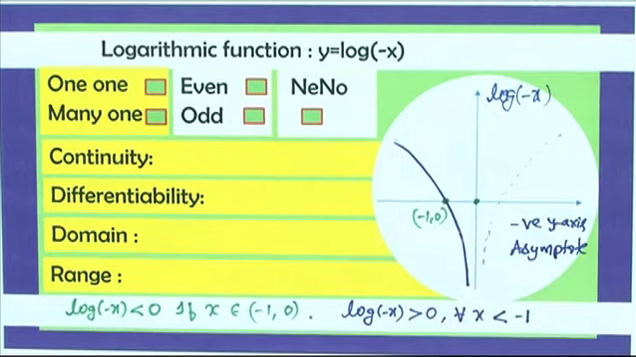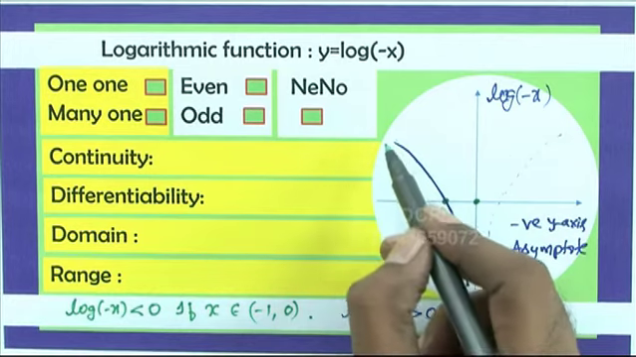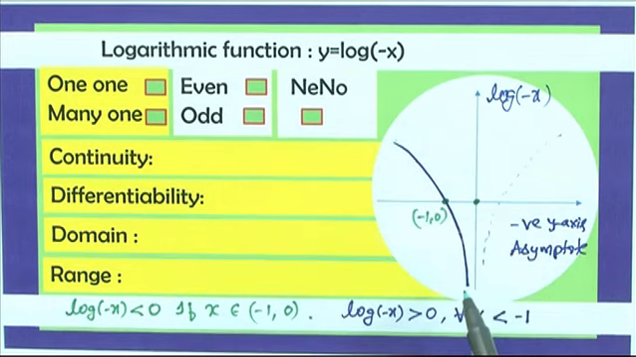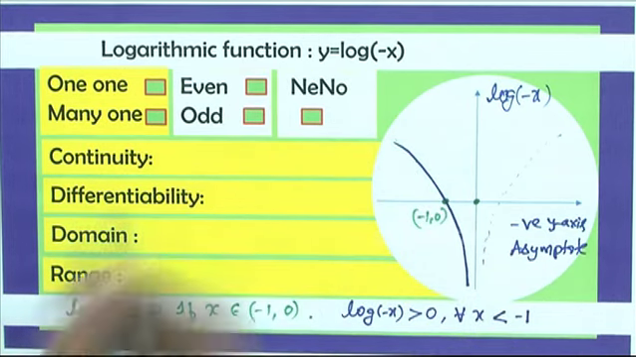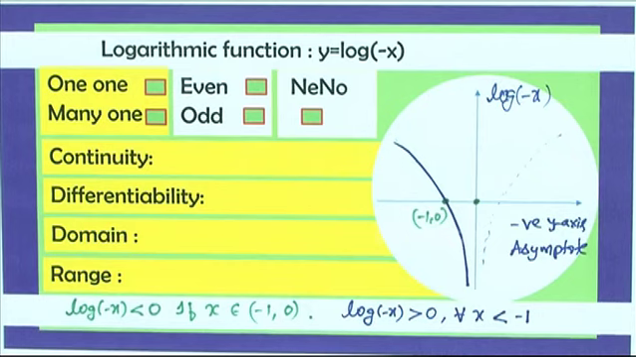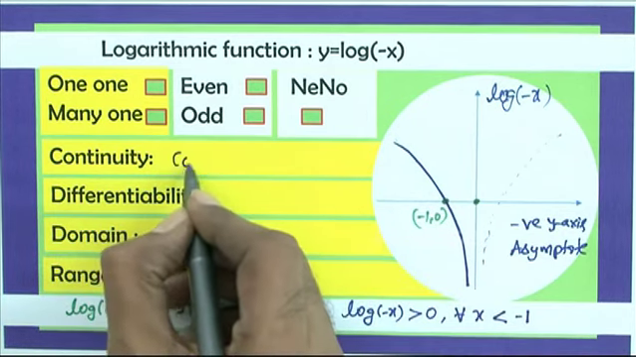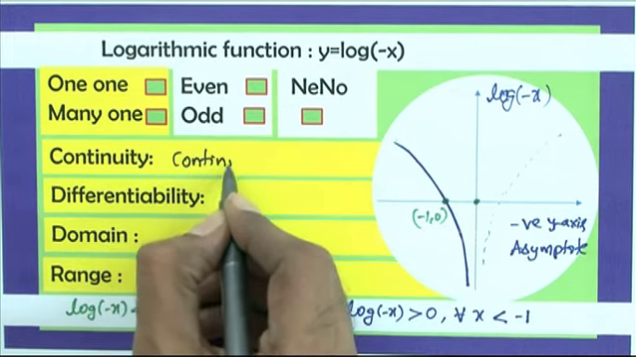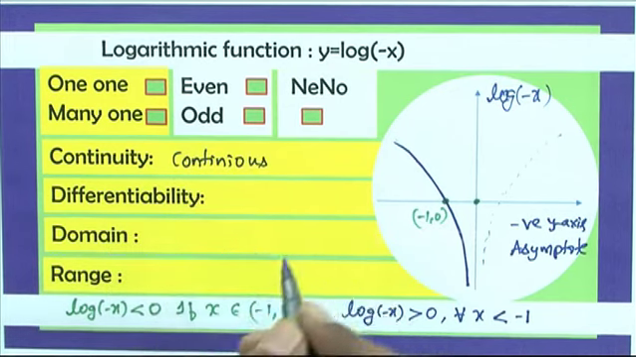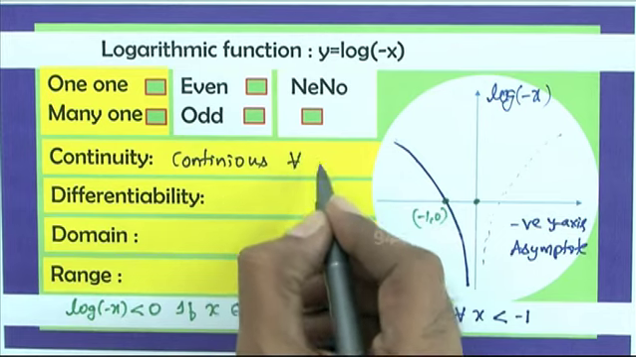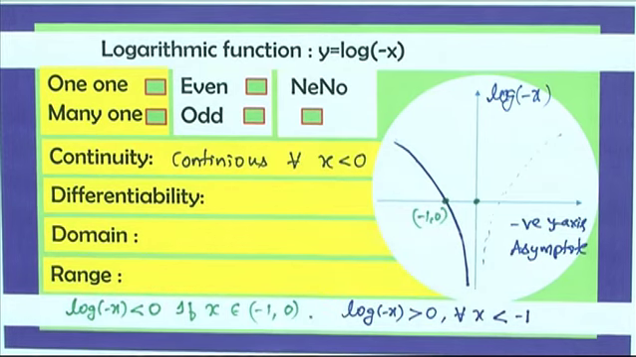What do you mean by the word asymptote, dear students? An asymptote is a line which meets the curve at infinity. With this knowledge, let us talk about continuity. The graph is definitely continuous, right? Continuous. Where? For all x less than 0.